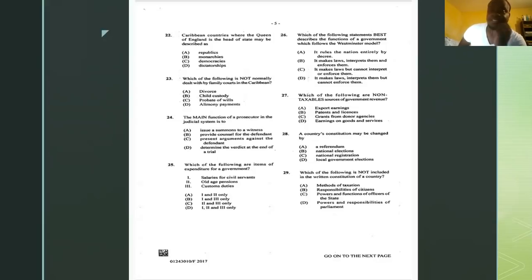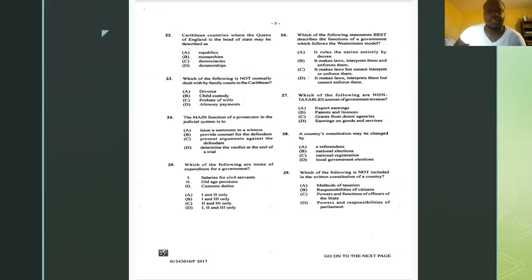If I eliminated one already, I'm left with 3. So I'm going to select one of the defendants, because I'm going to make an educated guess. So it's either provide counsel for the defendant or present arguments against the defendant. So the answer for number 24 is C. The prosecutors normally present arguments against the defendant.